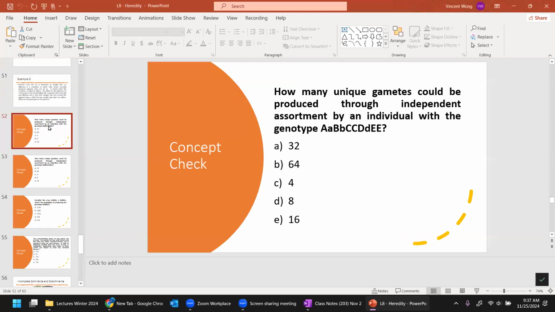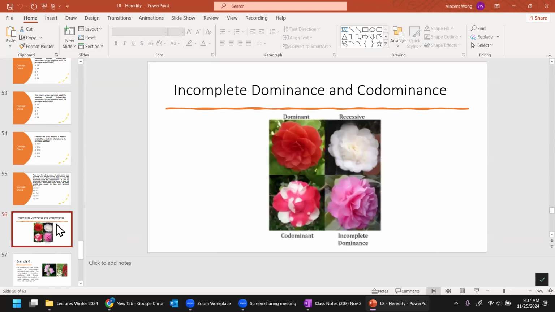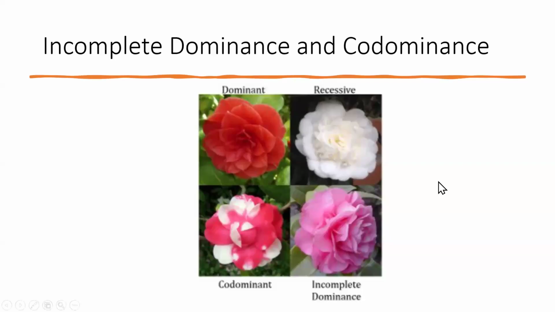Okay, there's another example here. Maybe we'll come back to it. I just need to teach you a few more new things. And then if we have time in the end, we'll work through it, okay? All right. So we did monohybrid, which is tracking one trait. We did dihybrid, which is tracking two. And now we are going to learn two other kinds of inheritance patterns.